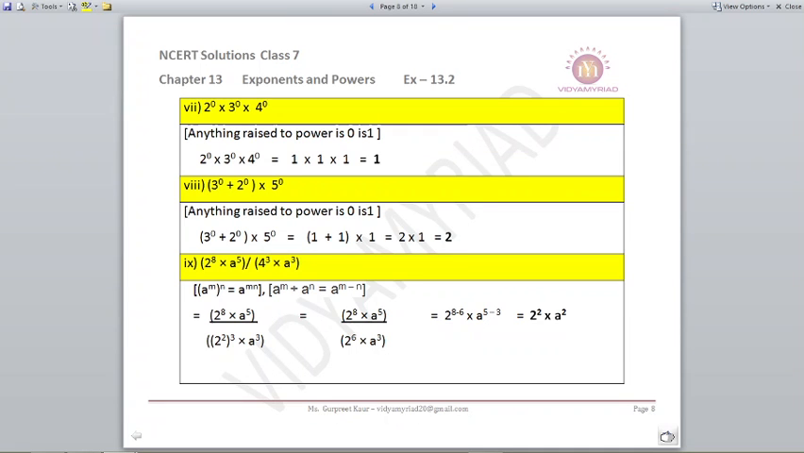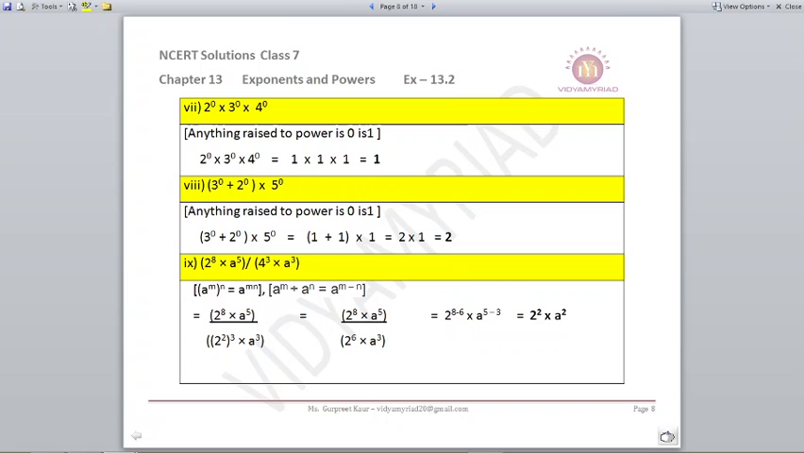Next, 2 raised to power 0 multiplied by 3 raised to power 0 multiplied by 4 raised to power 0. We know anything raised to power 0 is 1. So 1 into 1 into 1, answer is 1. Next, (3 raised to power 0 plus 2 raised to power 0), the whole multiplied by 5 raised to power 0. So it is (1 plus 1), the whole multiplied by 1, 2 multiplied by 1, answer gives you 2.